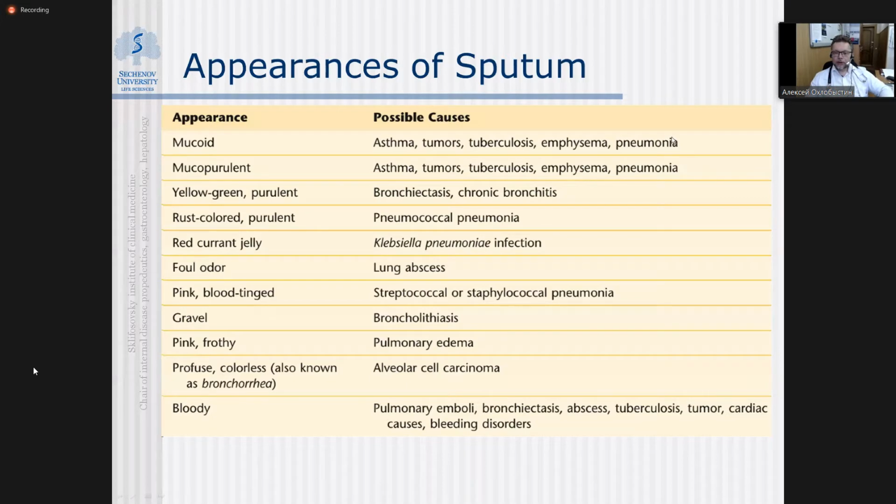Same is true for pneumonia. Mild disorders in patients with focal pneumonia or the very onset of lobar pneumonia may result in mucoid sputum.